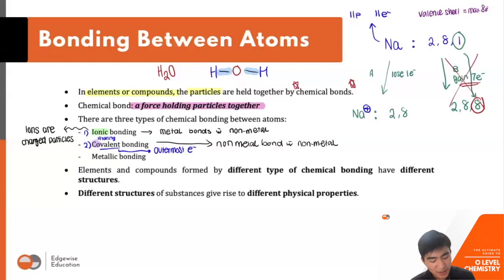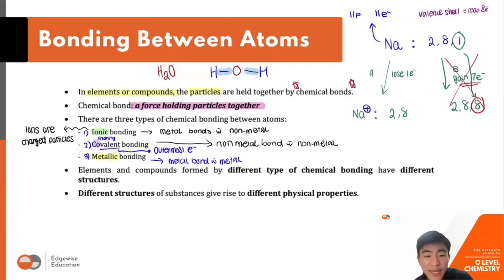Now, last but not least, we look at metallic bonding. As the name suggests, metallic bonding simply means bonding within metals. That means it's a metal bonding with metal.